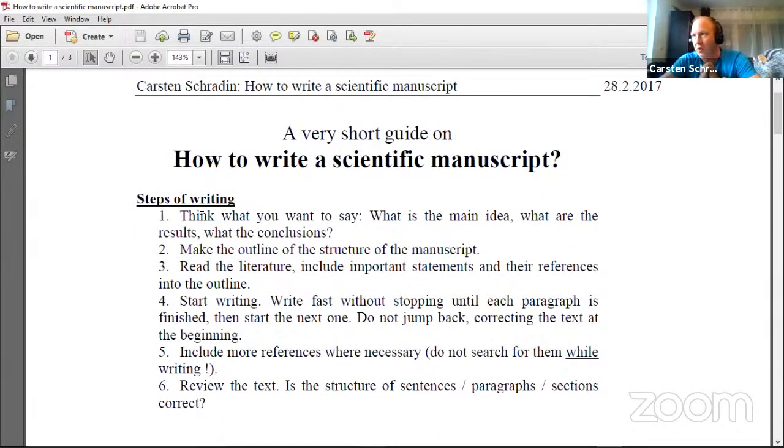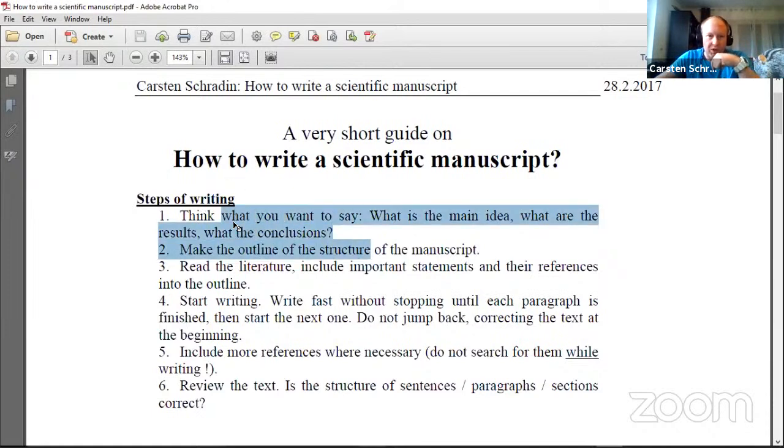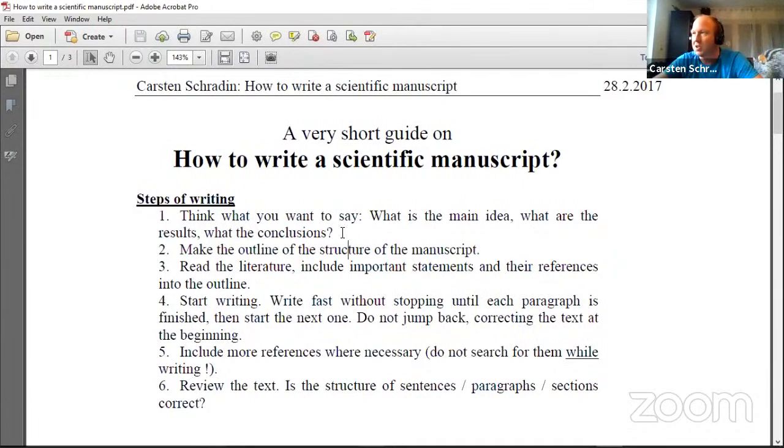Writing is always very difficult for many people, and there are typically two types of people. First, the ones who can't even start, and then the other ones who start and end up with something that is not clear enough. So the first step, and I will also try to show how to implement this in the seminar series, is to think about what you want to say. What are the main ideas? What are the results? What are the conclusions?